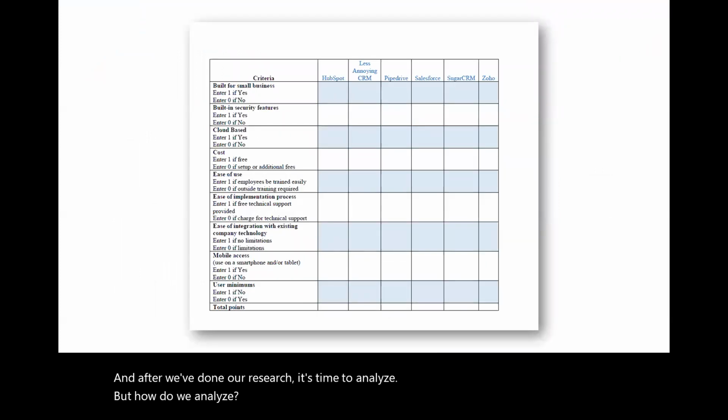This is the table. You see the 6 CRM software packages on the top. And on the left-hand side, you see your criteria. For each one of those, you've got to address it for all 6 CRM packages. So we see HubSpot in the first criteria, built for small business. Would you say yes or no? If you say yes, enter the number 1 in the first cell below HubSpot.